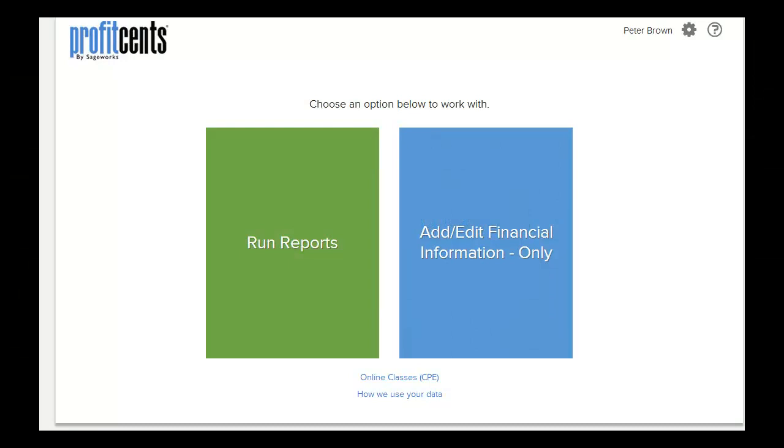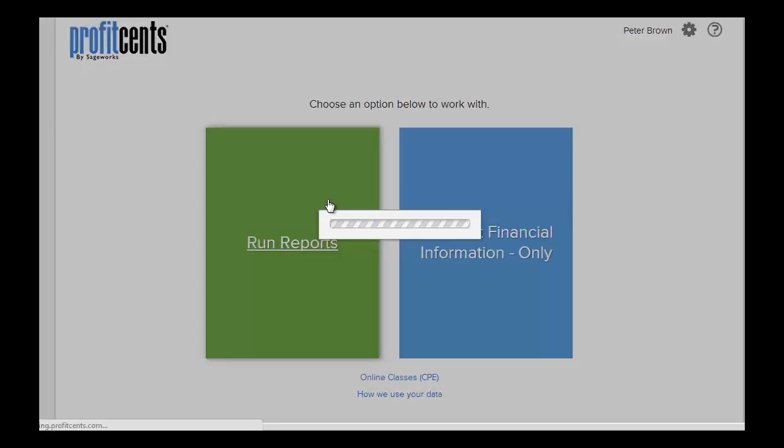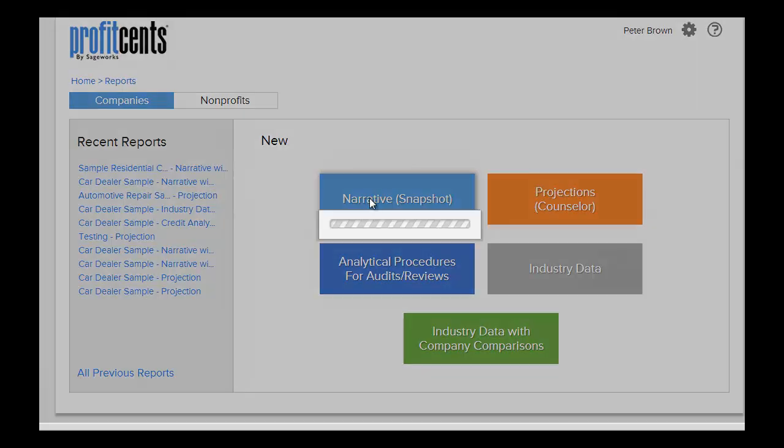The new ProfitCents allows you to create valuable client deliverables to refer to in meetings. The narrative report puts clients' financials into plain language. Once you are logged in, click Run Reports. Next, click the narrative icon.